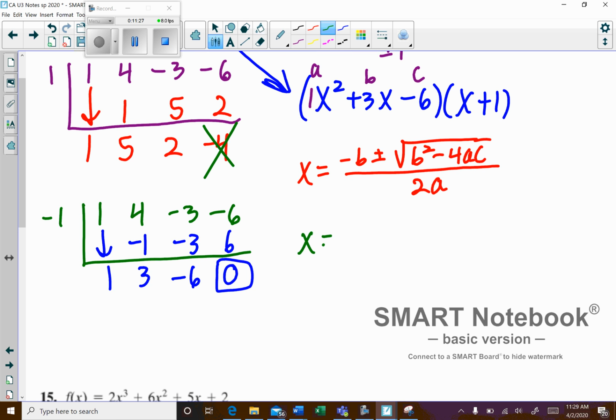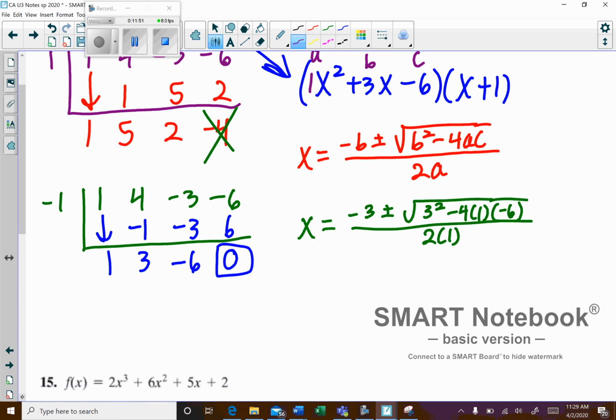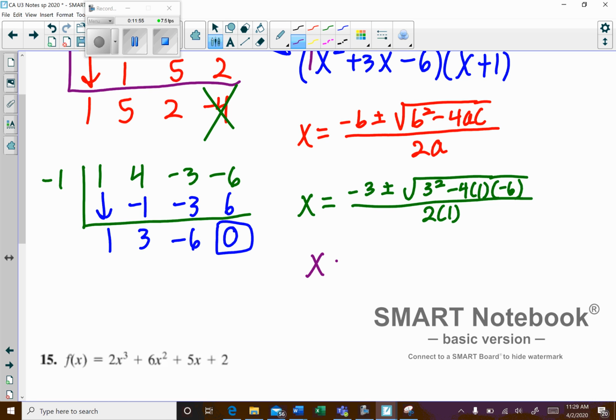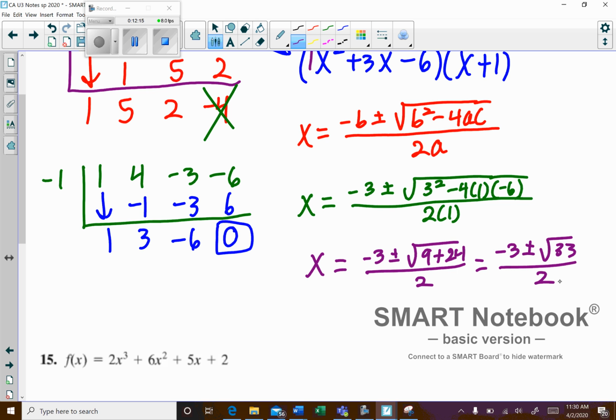Okay, so here we go. x equals negative 3 plus or minus the square root of 3 squared minus 4 times 1 times negative 6, all divided by 2 times 1. Okay, we'll just clean this up and we'll have all our solutions. So let's see, x equals negative 3 plus or minus the square root of 9, and multiply all that together, that'll become plus 24, all divided by 2. And then negative 3 plus or minus the square root of 33, all over 2.